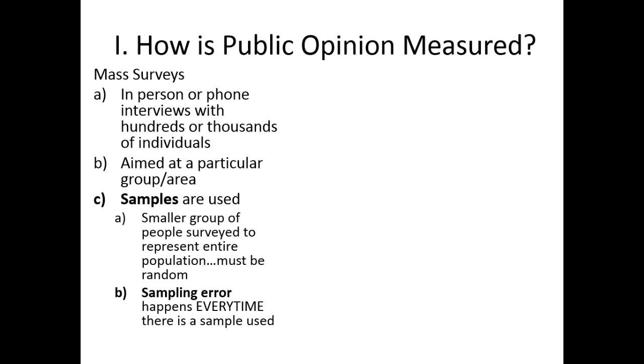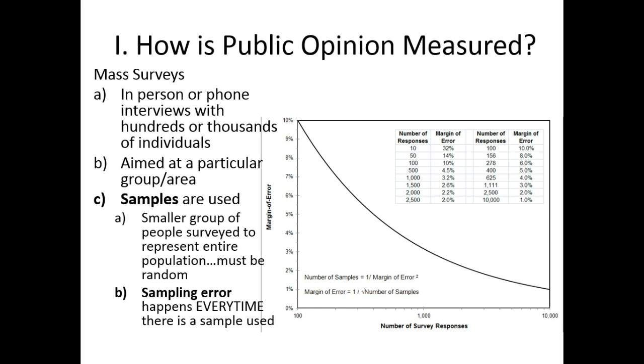So what happens is, mathematically, the surveyors try to pick a random sample that would represent the entire population. There's always going to be sampling error. No matter what, there's always a margin of error, or plus or minus 1 or 2%. So the margin of error is an important thing to look at when you are looking at any sort of public opinion polling.